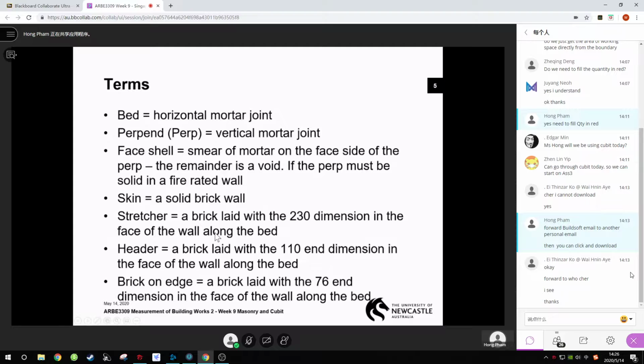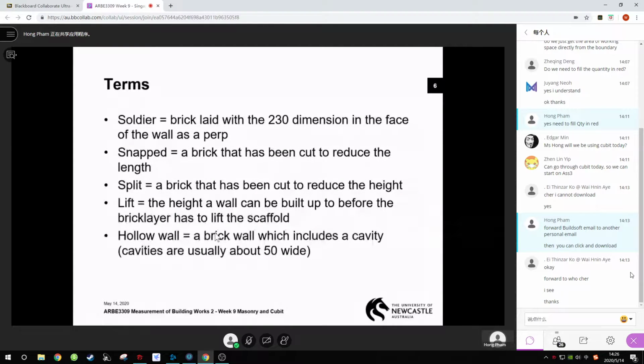So next one, we've got soldier, a brick laid with the 230 dimension in the face of the wall as a perpen. Snap, a brick that has been cut to reduce the length. Split, a brick that has been cut to reduce the height. Lift, the height the wall can be built up to before the bricklayer has to lift the scaffold. Hollow walls, a brick wall which includes a cavity. Cavities are usually about 50 wide.